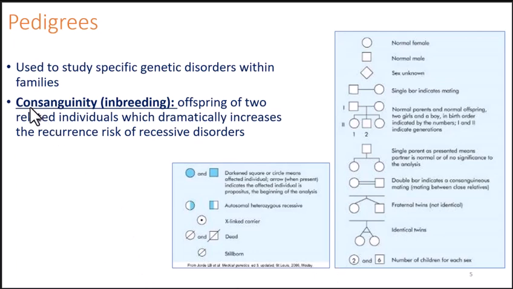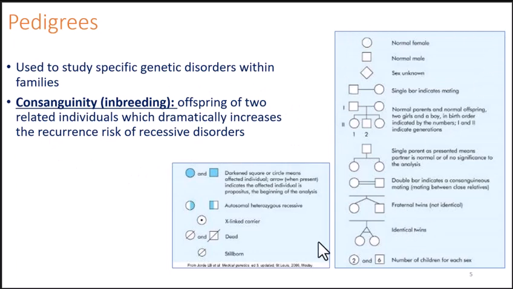There's a term that's relevant when it comes to passing on genetic disorders called consanguinity. When two individuals that are related produce offspring, the recurrence risk, which we defined on the previous slide, of recessive disorders increases dramatically. So this inbreeding is referred to as consanguinity. So it's a consideration when you're looking at a pedigree as well.